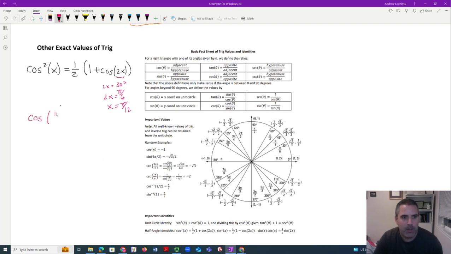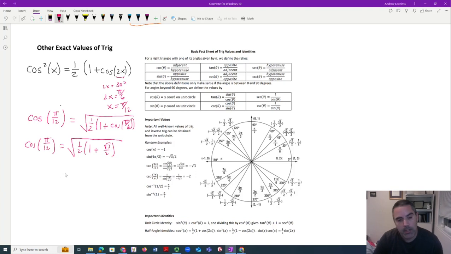So cosine of pi over 12 must be the square root of 1/2 of 1 plus the cosine of pi over 6. And we know the cosine of pi over 6, it's root 3 over 2. So the cosine of pi over 12 is the square root of 1/2 of 1 plus the square root of 3 over 2. Which we could probably simplify a few different ways.